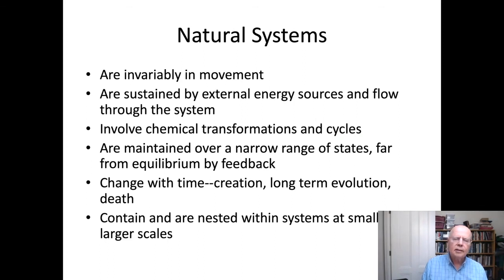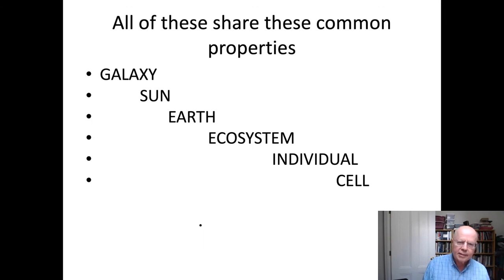The next thing is that natural systems change with time. There is creation, long-term evolution, and ultimately death. And they contain and are nested within systems at smaller and larger scales. So when you look at the list of these galactic entities, all of which are systems, you see that every one of them is related to systems larger than itself and contains within it systems smaller than itself.